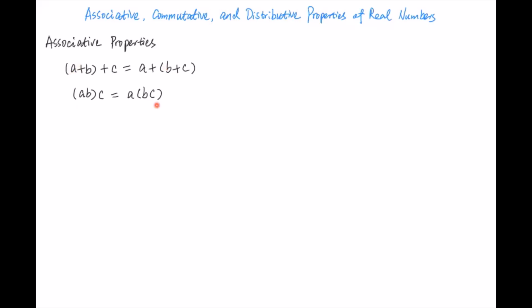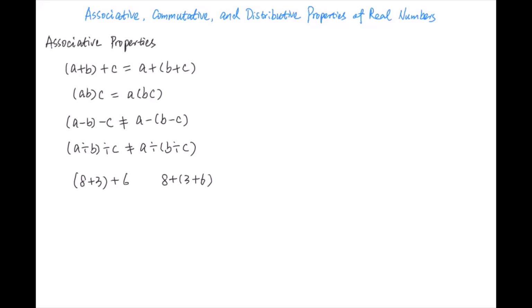The second equation is the multiplication of three real numbers, A, B, C. If we group A and B, or group B and C, the result is the same. The associative property works with addition and multiplication, but does not work with subtraction or division. So now let's see some examples.